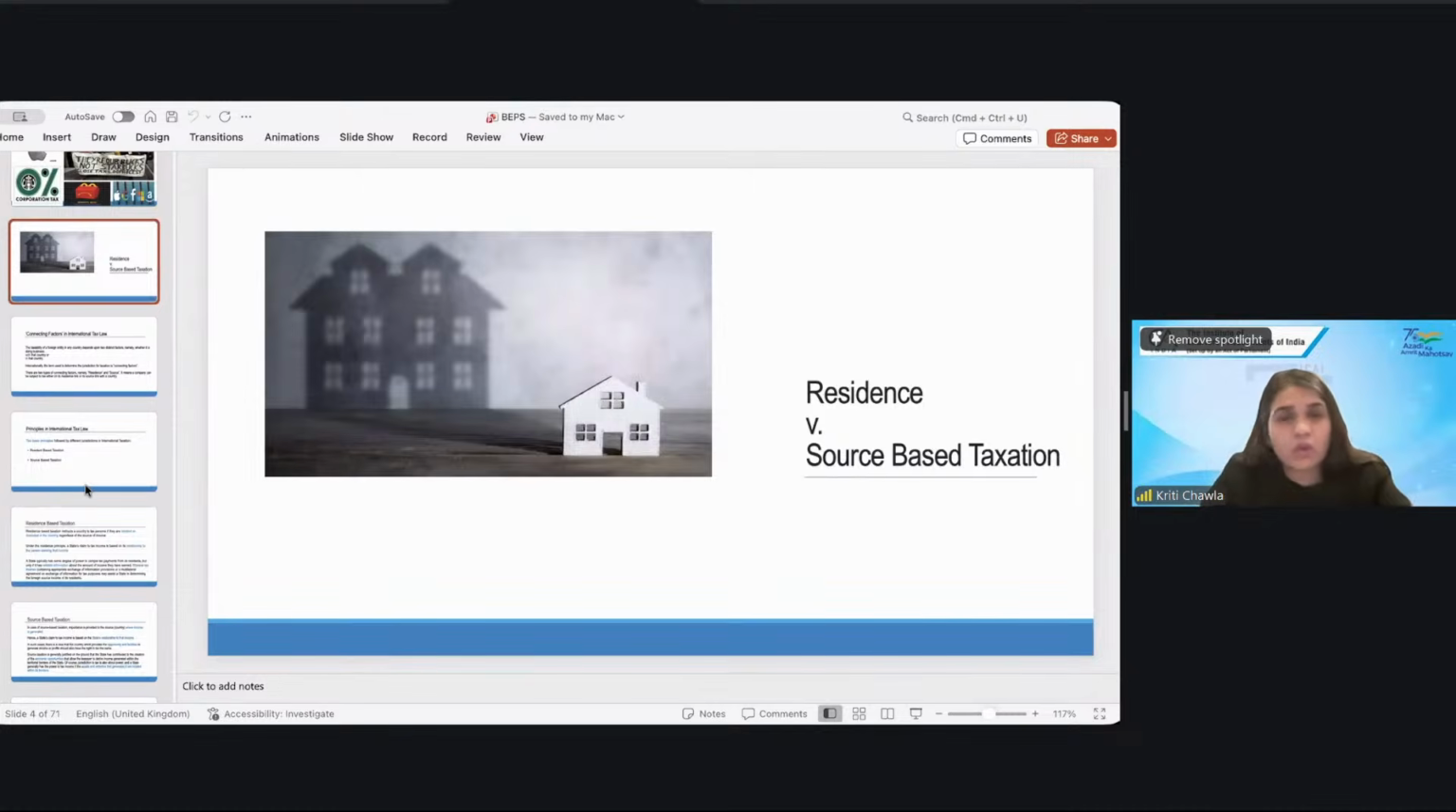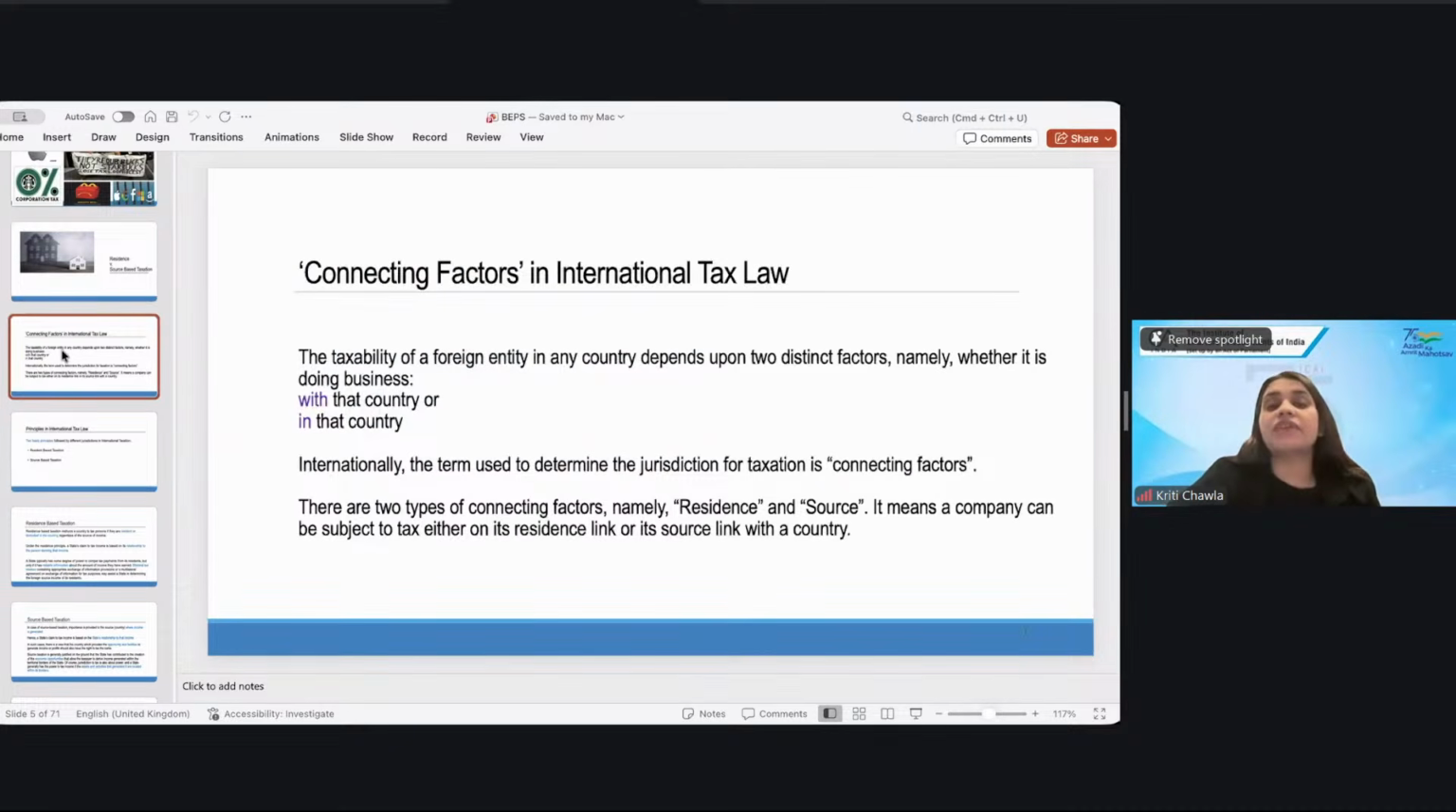Now, what is residence and source-based taxation? Well, if we take a step back, there is something called connecting factors in international tax law. What is this connecting factor? Well, who has the jurisdiction to tax? Is it the country where there is residence, or is it the country where the source of income is situated? Which jurisdiction can actually tax a particular income? That is called a connecting factor.